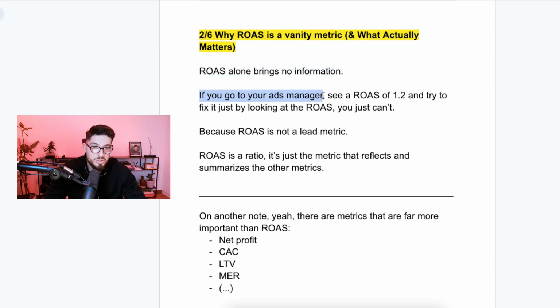If you go to the ads manager and you see a ROAS of 1.2, which has happened to pretty much all of us here, guys, and you try to fix it just by looking at the ROAS, there's nothing you can do. There's no fixing. There's nothing. Because ROAS is just not a lead metric. It gives no information. It's just a ratio. It's the metric that reflects and summarizes the other metrics that are behind it.